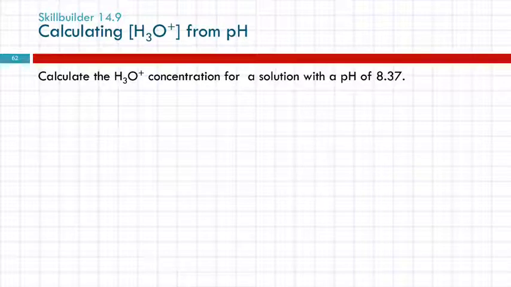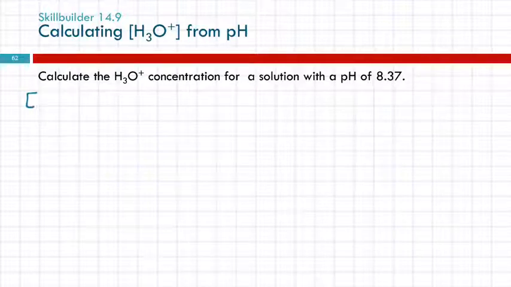So here's another example. Calculate the hydronium ion concentration for a solution with a pH of 8.37. Now on exam 5, I'm going to give you all of these pH equations, but on the final exam, they are not provided. And there's really only a couple of them, so you can memorize them.